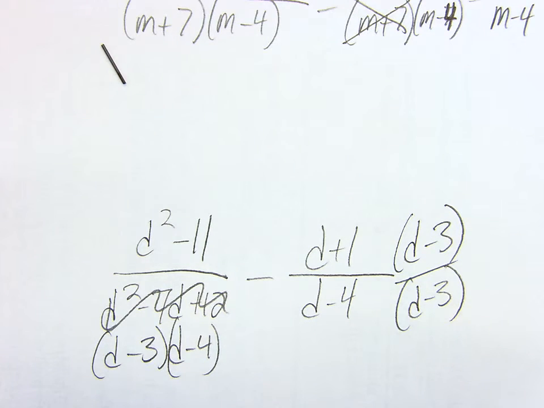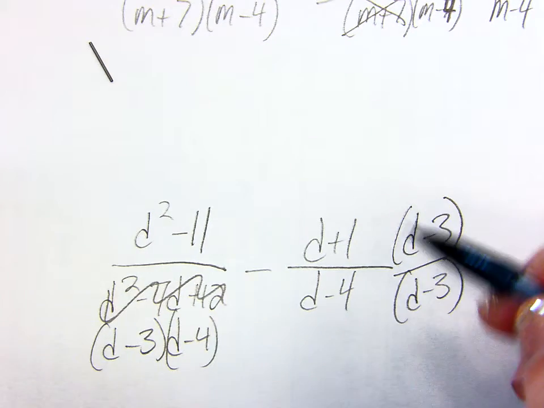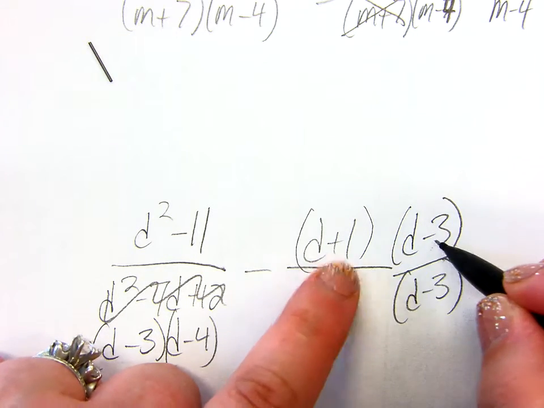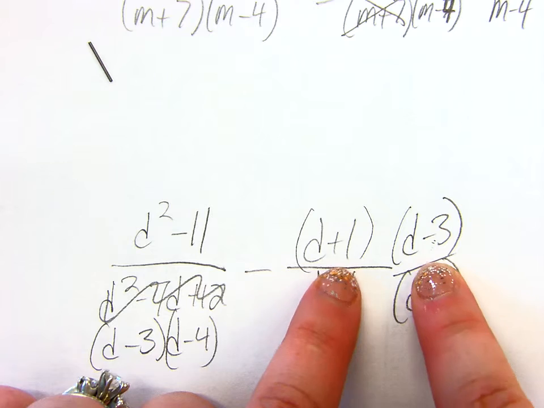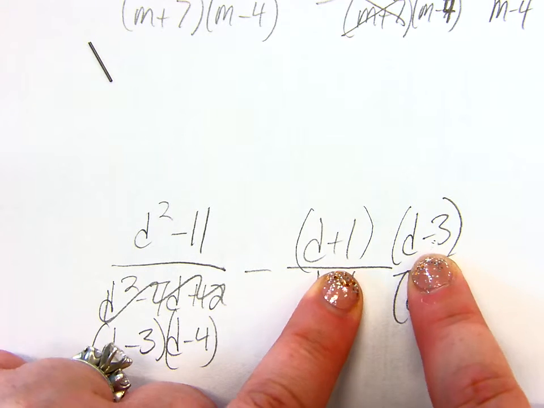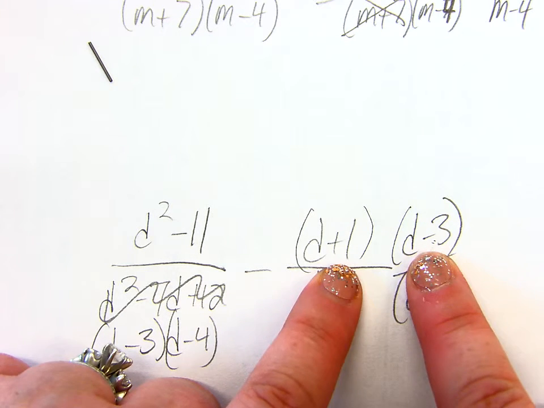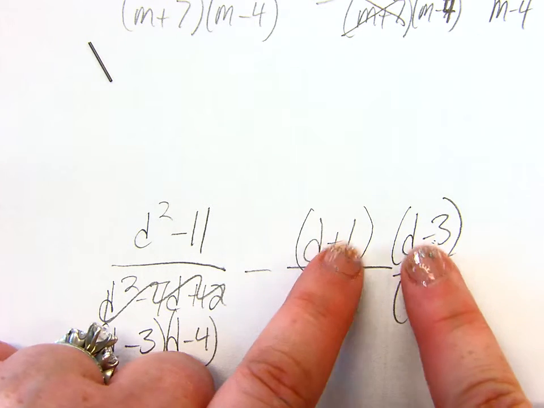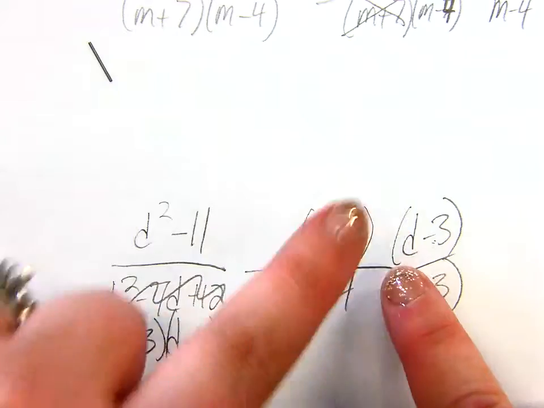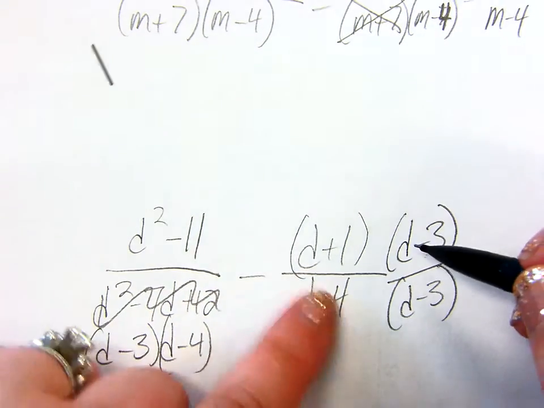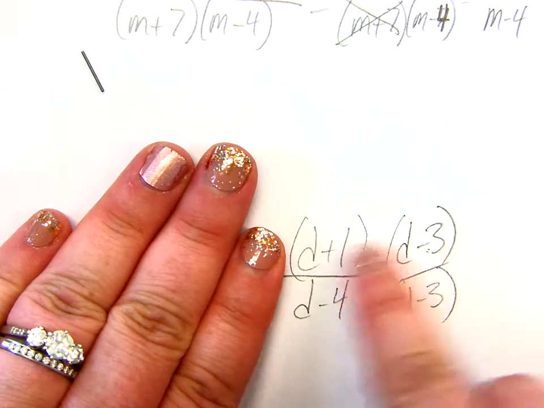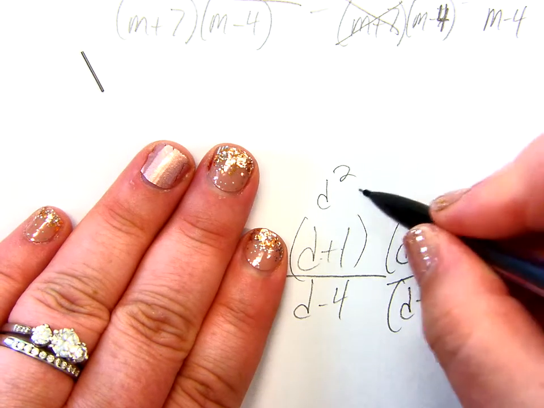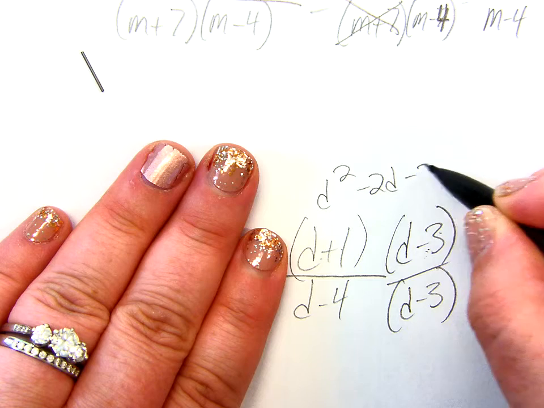Now, ladies and gentlemen, aren't you multiplying a binomial times a binomial here in this numerator right here? Please take my advice. FOIL these together first, and then I'm going to worry about the subtraction. Okay? It's too much to try and do everything at once. So just FOIL these two numerators together. That's d squared minus 3d plus d is a minus 2d minus 3.